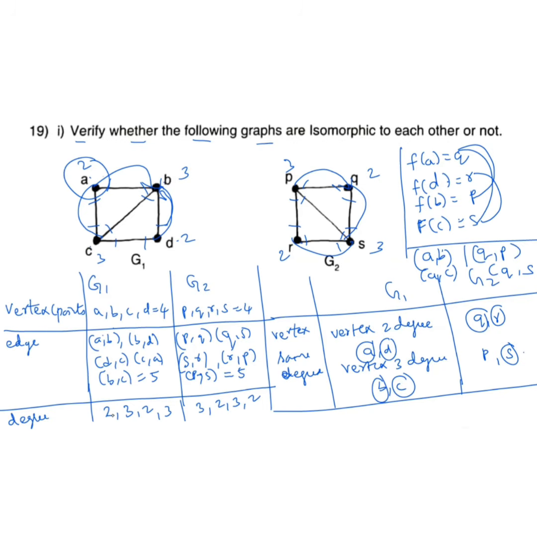So all the edges are mapping to each other. Therefore, the given graphs are isomorphic. The edges which are there in G1 should be mapping to the edges which are there in G2. Therefore, it is isomorphic.